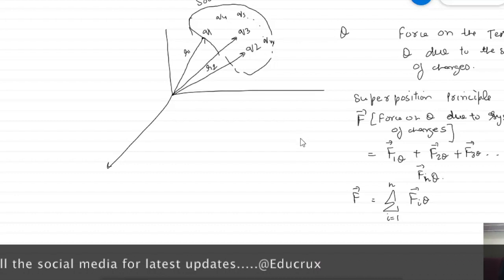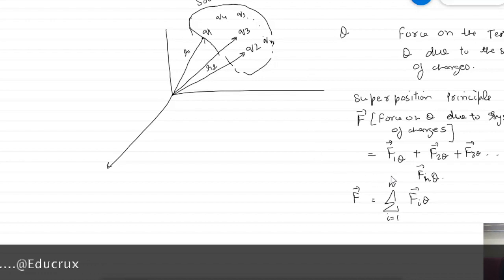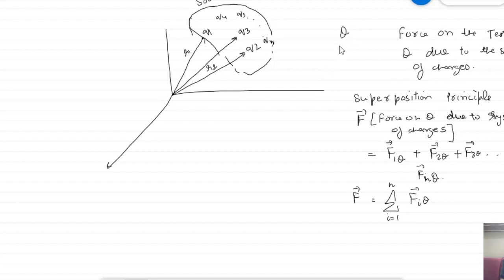Okay, so to conclude, if you want to find out the force between the test charge and the system of charges q1, q2, q3 to qn, what you have to do is calculate the interaction or the force between the individual charge and the test charge, and you have to take a vector sum.